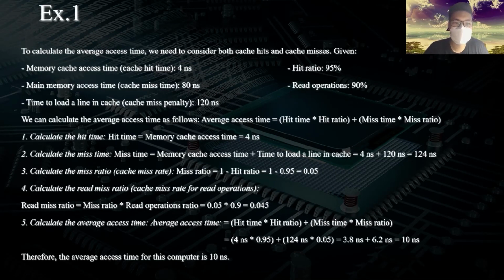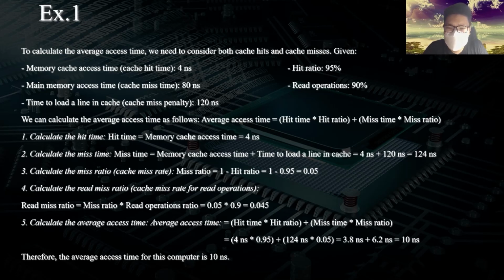Exercise 1. To calculate the average access time, we need to consider both cache hit and cache miss. Given: memory cache access time, cache hit time 4 ns, memory access time 80 ns, time to load a line in cache 120 ns, hit ratio 95%, read operation 90%. We can calculate average access time as follows.